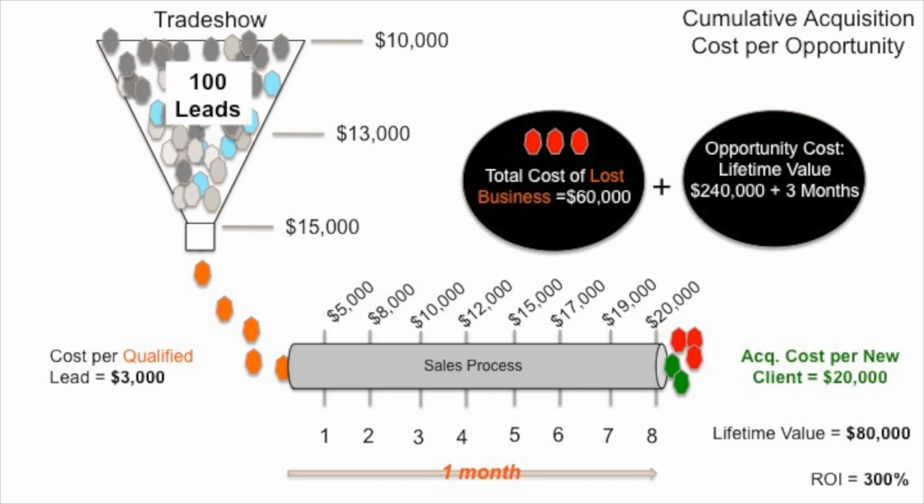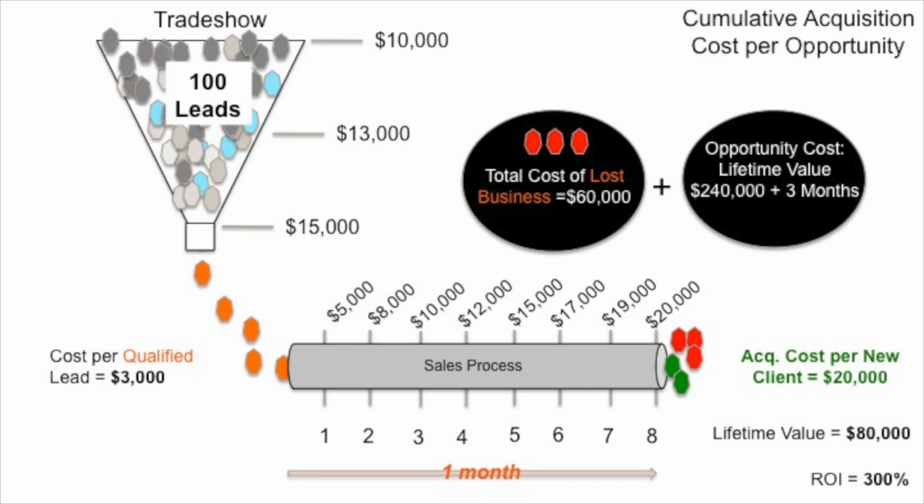Now, you're going to have to go through all these leads, make phone calls, and that's going to cost you a little bit of money. So let's add another $3,000 on top of that. So the new total is $13,000. And by the time you really qualify all these 100 leads, you're left with 5 leads. But the total cost right now is $15,000.